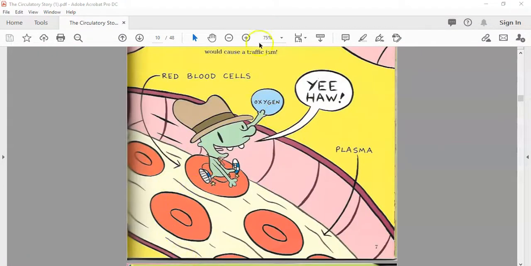Okay, what did we say this was called again? When we can see the inside of the blood vessel? A cutaway. Good. So we can see here the plasma. Look at the way it was labeled. So they're pointing towards the plasma. So we know that gooey stuff. Without it, there would be a traffic jam.